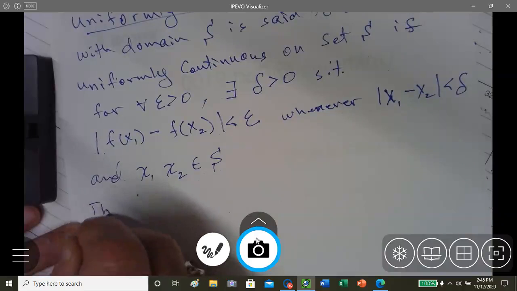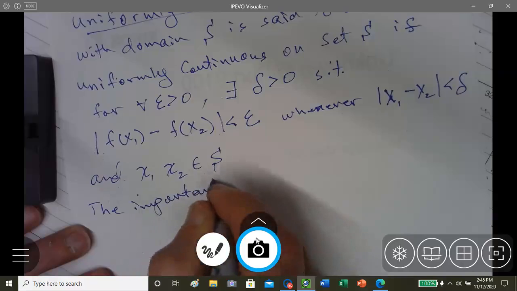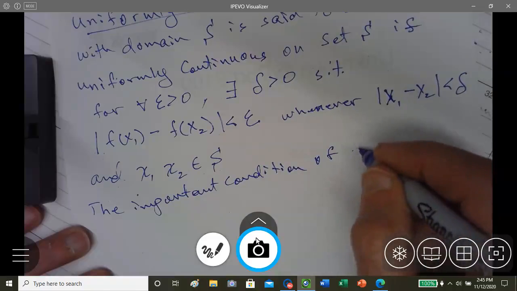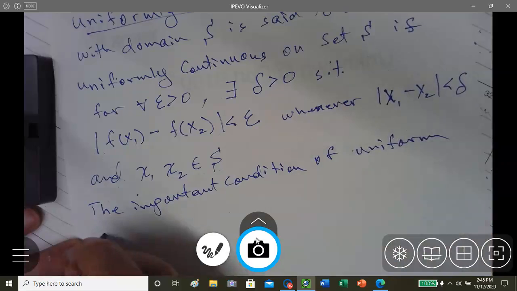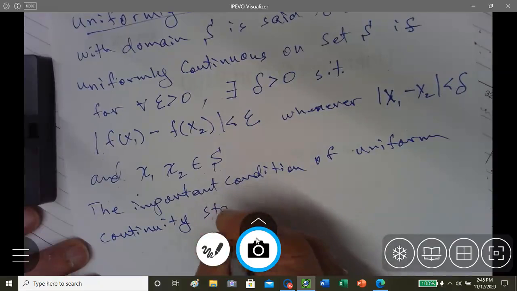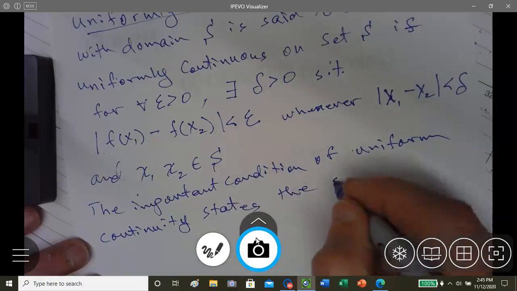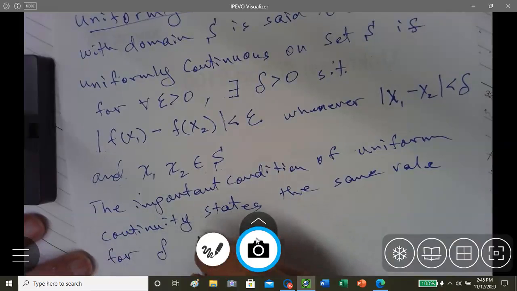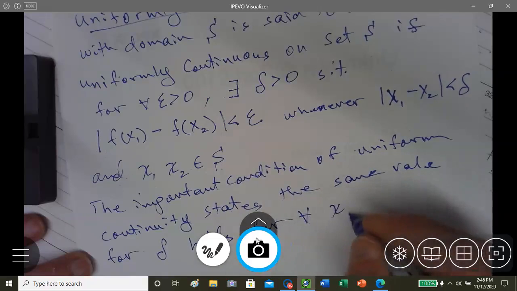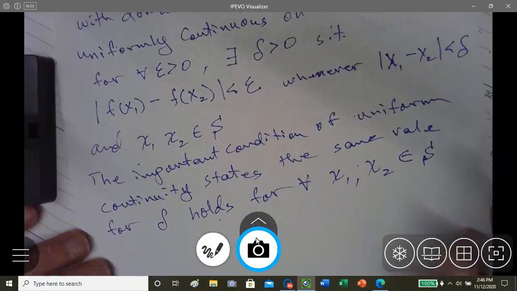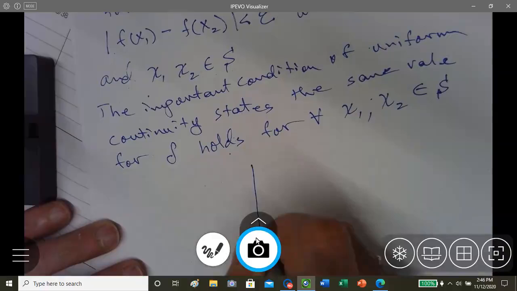Okay, so the important condition of uniform continuity states the same value for delta holds for all x1 and x2 that are, of course, elements in set S. Okay, so let's see what this looks like graphically.